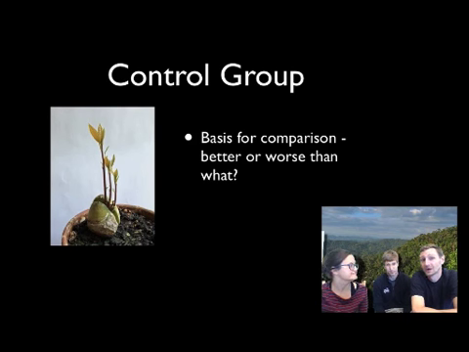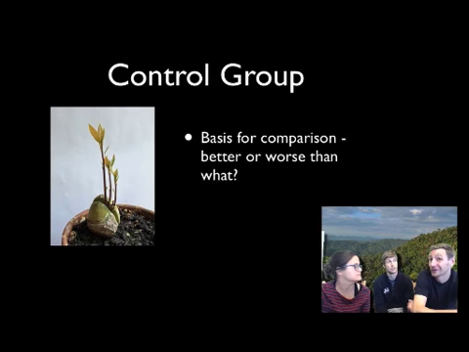Control group. So the control group is what we use for a comparison. So a lot of times you'll be doing an experiment and you see that, for instance, white light helps the plant grow better, but what are you comparing it to? Control groups are sometimes also very difficult to figure out. So what would our control group be? Well, there's a couple options.